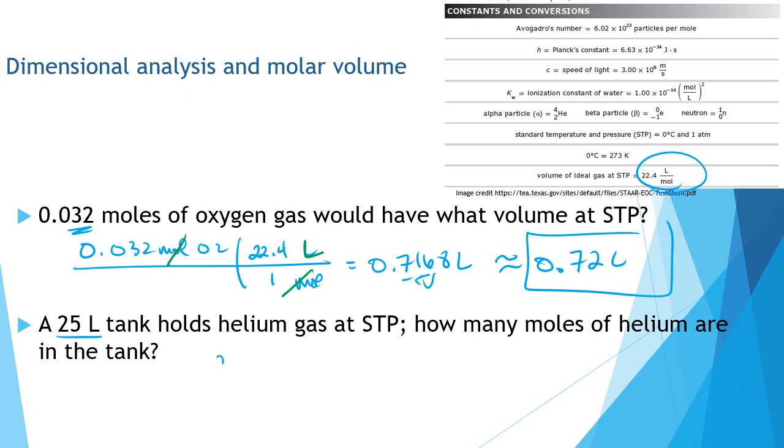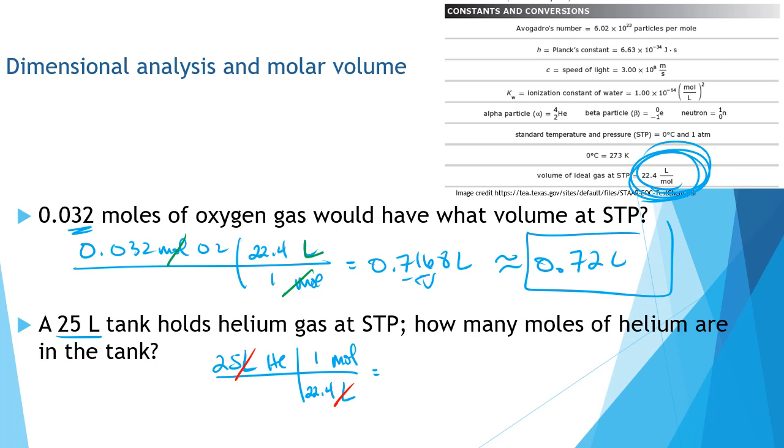This one, I've got a 25-liter tank of helium gas. I want to convert that to moles. I've got liters on the top, put liters on the bottom, turn my liters into moles. I know that there are 22.4 liters in 1 mole. Liters cancels out. We're left with moles on the top.